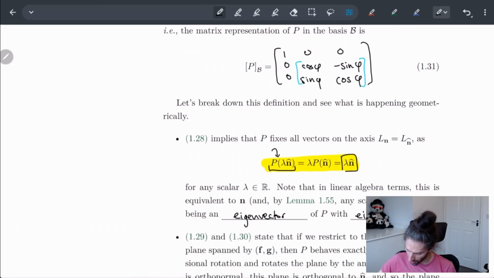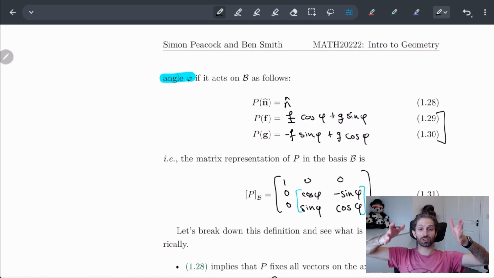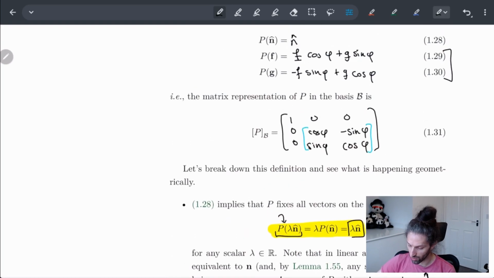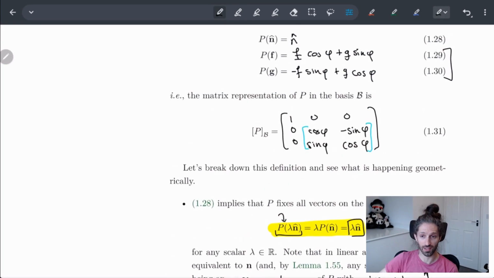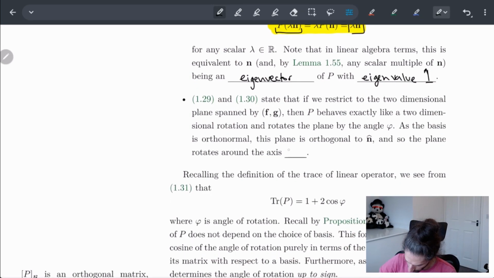If I look at 1.29 and 1.3, these other 2 equations, as we saw, this is exactly the f and g. If I just look at those 2 elements, in other words, just this 2-dimensional subspace, that is precisely going to give us a normal rotation. So it gives us a normal 2-dimensional rotation, which we saw by this cosine phi, minus sine phi, etc. And since this basis is orthonormal, the plane is orthogonal to n. And so this entire plane, what I was drawing, is moving around the axis L of n.